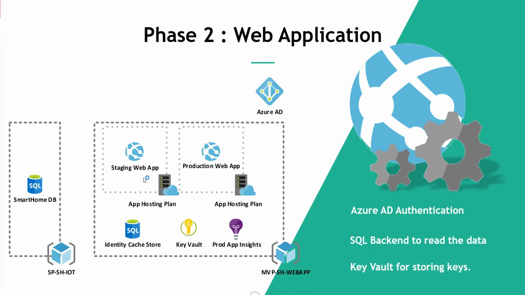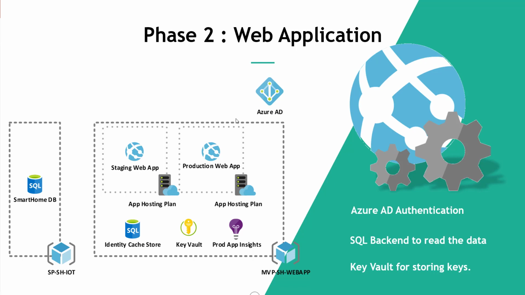Before I move on to the architecture side of things, my web application has two environments: a staging environment and a production environment. Both have authentication configured from Azure Active Directory, so authentication is forced before somebody accesses the website, and it's restricted access basically. So I have a token cache store.